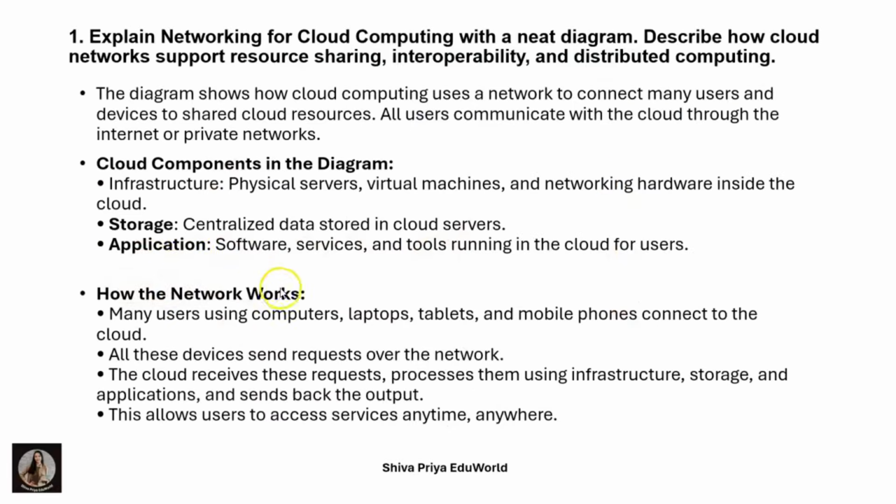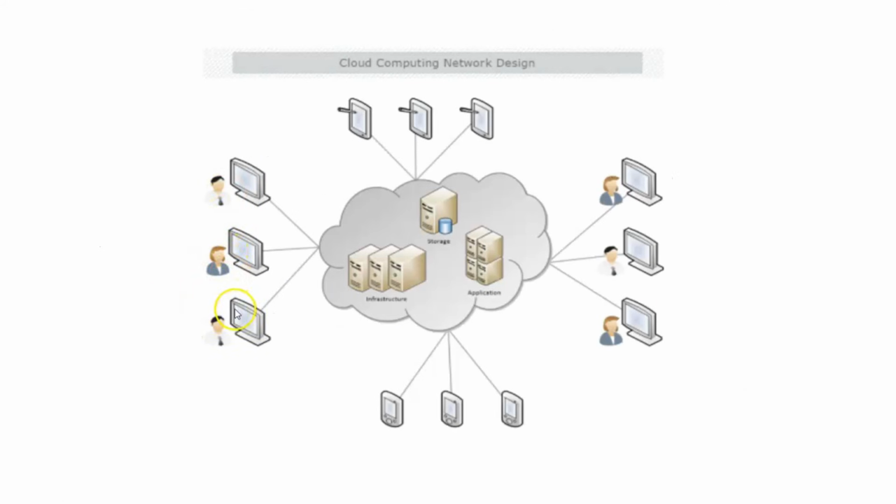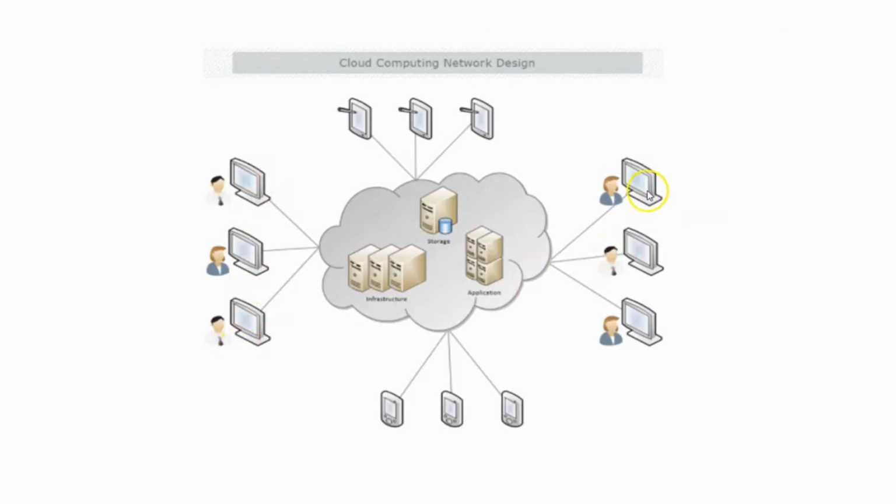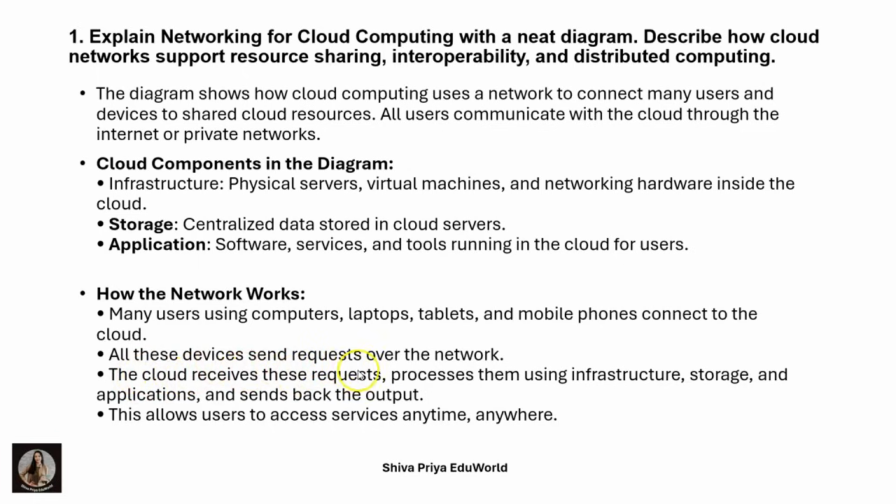And how the network works. Many users using computers, laptops, tablets and mobile phones are connected to the cloud. All these devices send requests over the network. These users will send the request to the network only. After that, the cloud receives the request and processes it using infrastructure, storage and the applications, and it will send back the output.